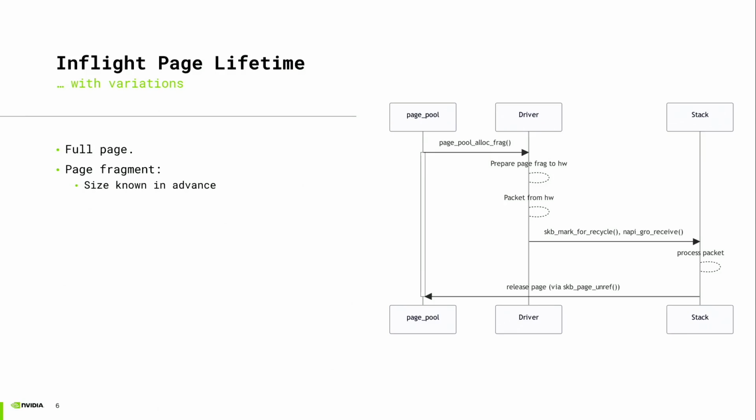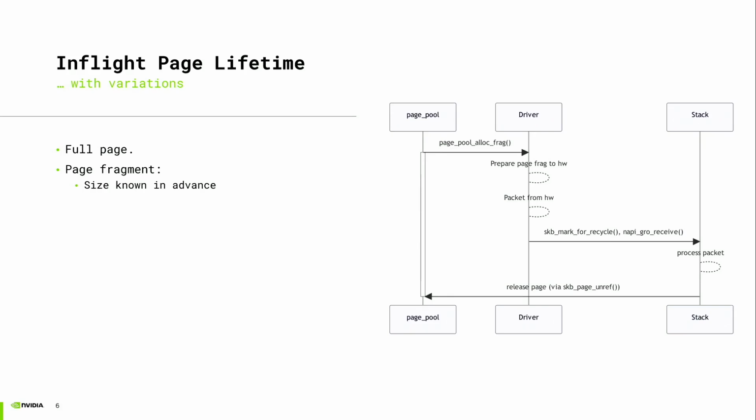At some point, the hardware will DMA some data into this page fragment, and then there's going to be a completion. At this point, the SKB will be wrapped around this fragment. It's going to be marked for recycle. This is how the stack will know to release it to the page pool. Then it's going to be given to the stack. The stack will process it somehow.